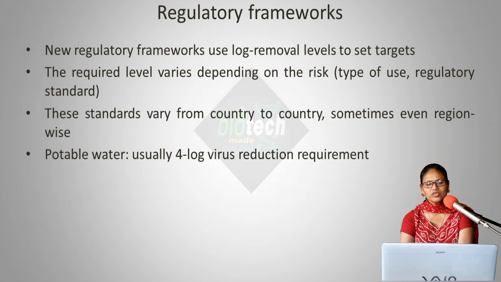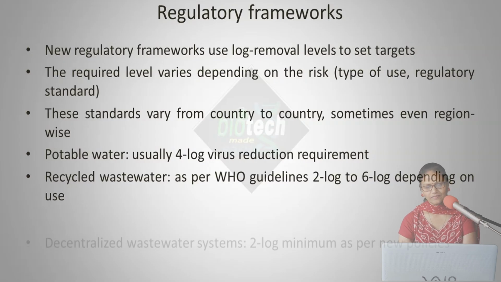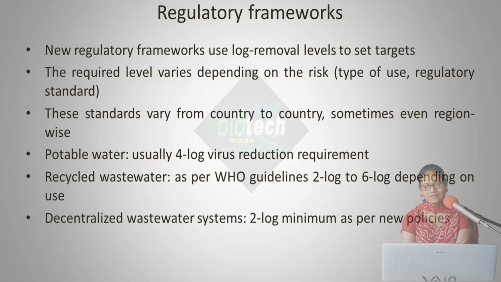For example, potable water is the water which is used for drinking purposes. So usually a 4 log virus reduction requirement is there. This is kind of a universal regulation. For recycled wastewater, WHO guidelines say that 2 log to 6 log should be there, depending upon the use, depending upon the application. And a decentralized wastewater system, which is small scale and not centralized, has 2 log as the minimum as per the new policies.